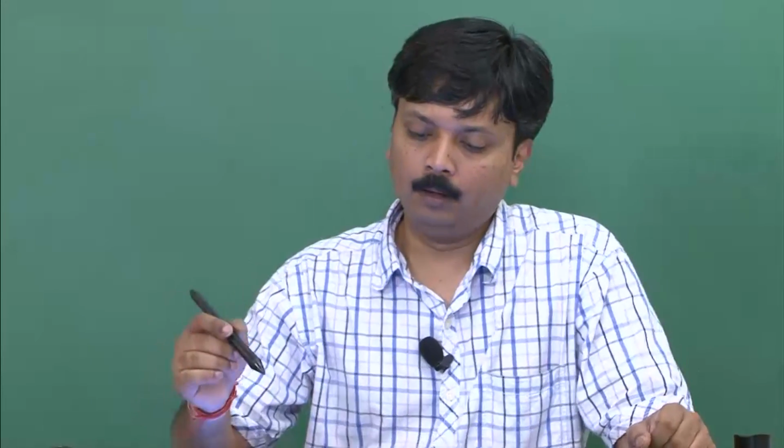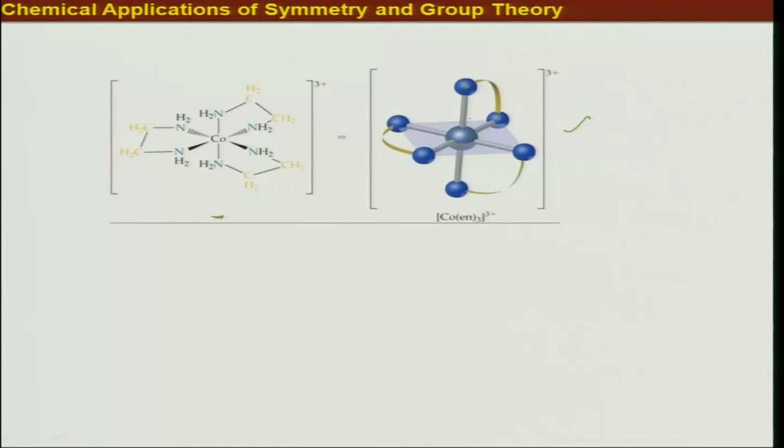Now, if you look at this carefully and try to find the symmetry elements first, what will be the principal axis of rotation here? Think for a moment. You can pause the video, look at it, and try to find out where the principal axis of rotation will be and what is the order of that. So what is the Cn?